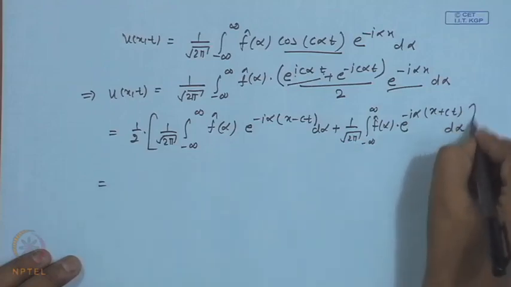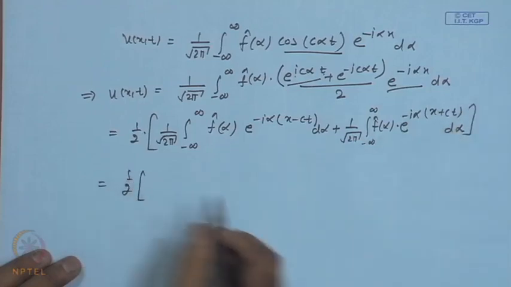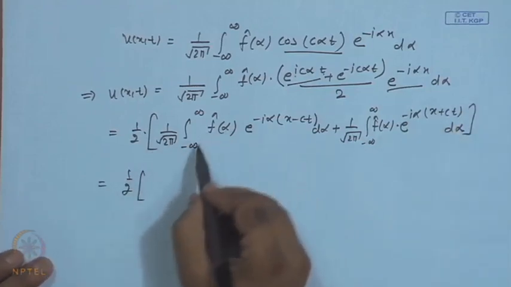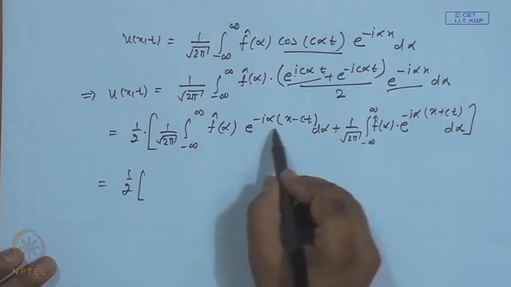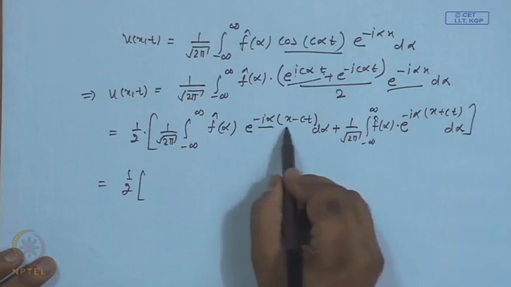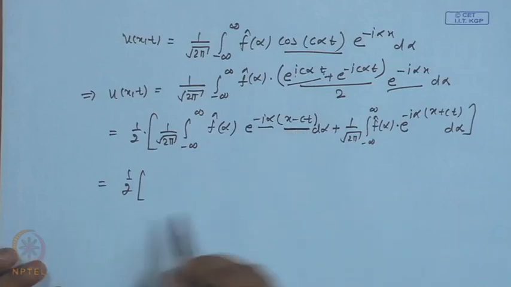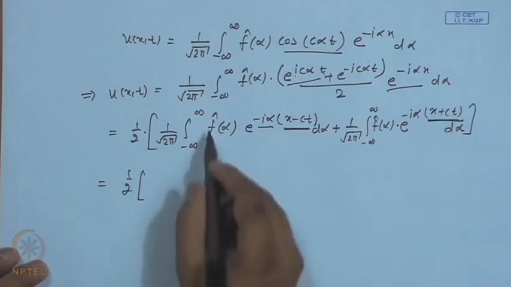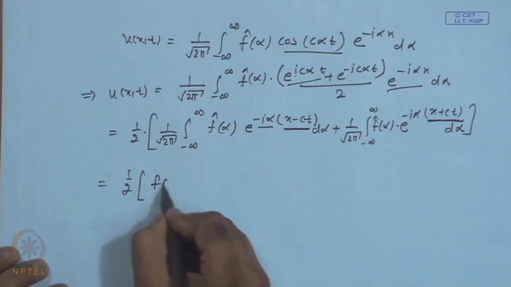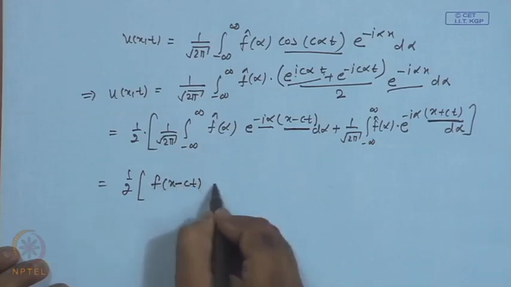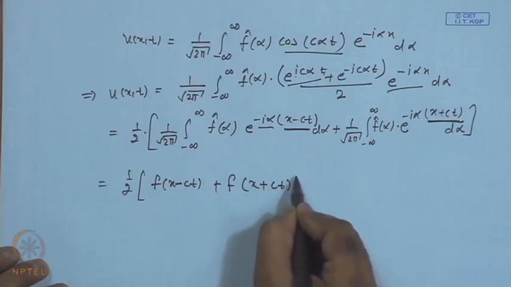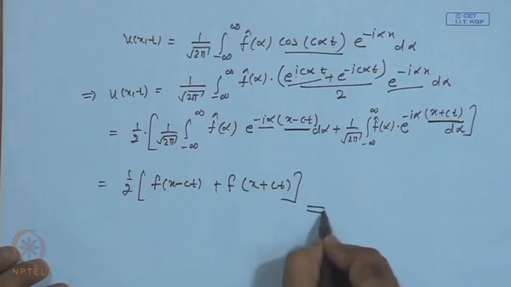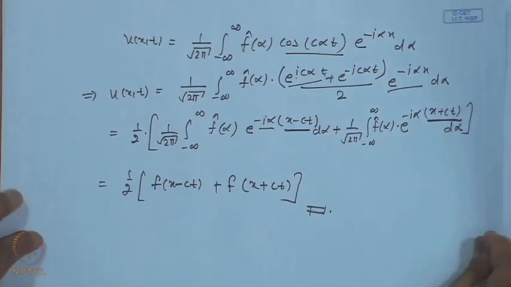So, if we see now that half, and this is the definition of the Fourier inverse. So, we have minus i alpha, instead of x we have here x minus c t, here we have x plus c t. So, we will get half of f(x minus c t) plus f(x plus c t), and this is also known as D'Alembert solution of the wave equation.